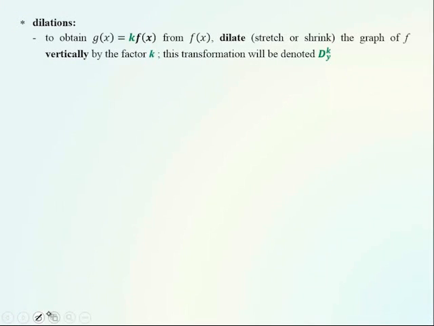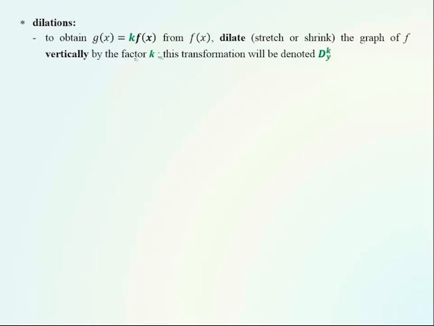Well, we have a couple more transformations. For example, dilations. Dilations are stretching the function by multiplying it outside by a constant k. That will be a dilation, either stretching or shrinking depending how large is the number k. If the absolute value of k is larger than 1, then it's a stretching. If the absolute value of k is smaller than 1, then it's shrinking.